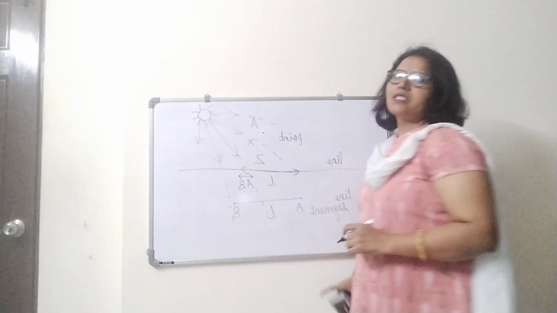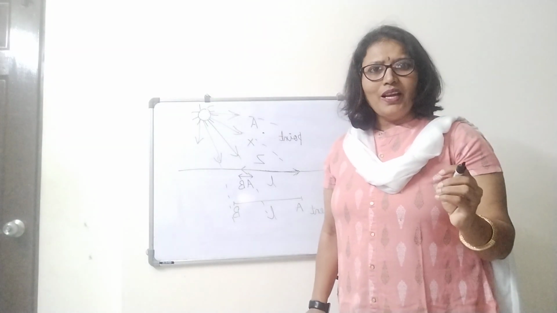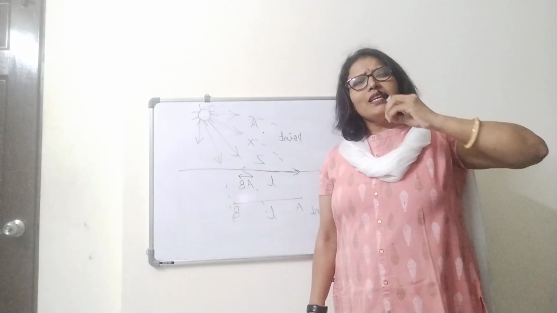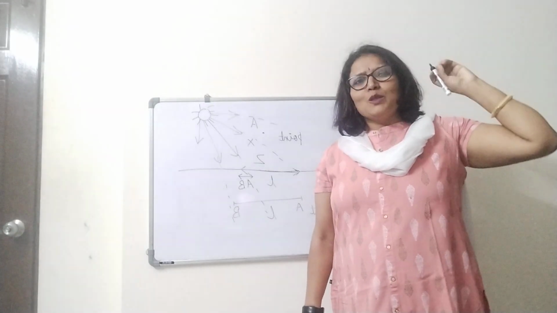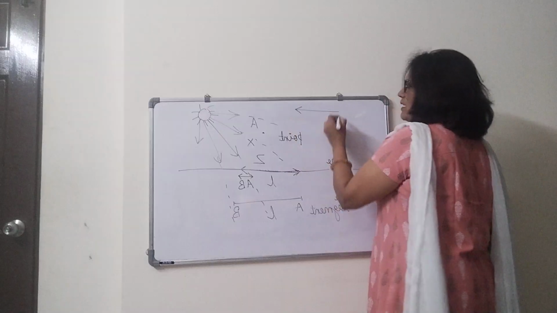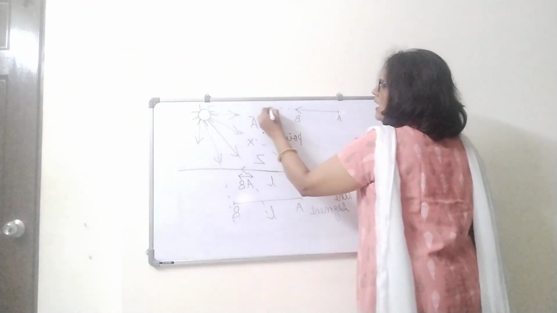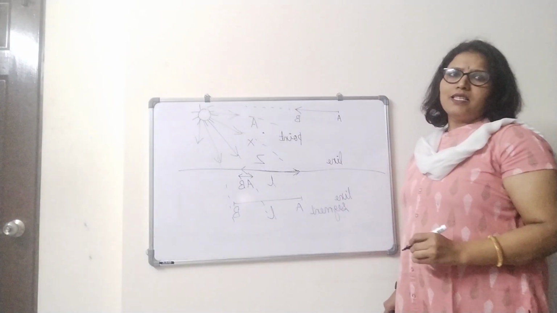So what are these rays? A ray is something which has one end point, and the other end extends infinitely. That is called a ray. So this is the ray. It has a start point here, and we don't know the end point. So this is the ray.